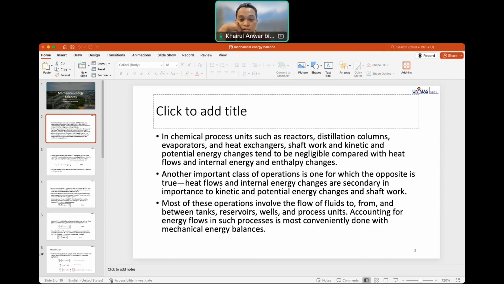So in chemical processes such as distillation column, evaporator, heat exchanger.